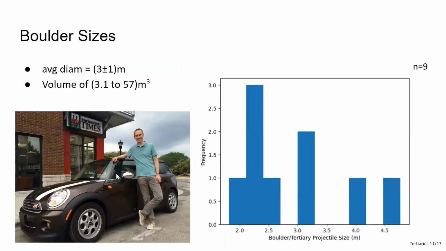So I do not know who this person is, but let's talk about the actual boulder sizes. So this is just a histogram showing the boulder/tertiary projectile size in meters on the x-axis. Boulders and tertiary projectile are the same thing. It's not division. And the average diameter is 3 plus or minus 1 meters, which is about the size of a Mini Cooper. So a Mini Cooper is about 4 meters long and 2 meters wide. So it provides a nice comparison. And this translates to a volume of about 3.1 to 57 meters cubed.